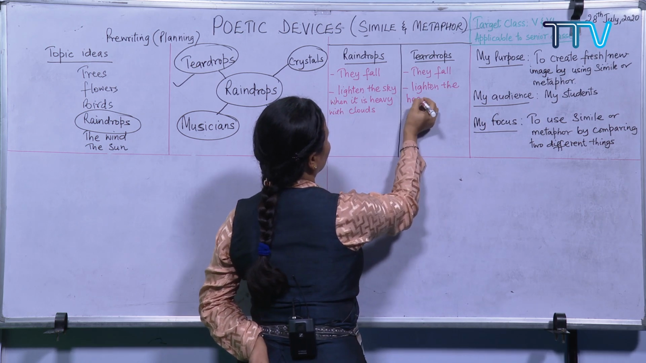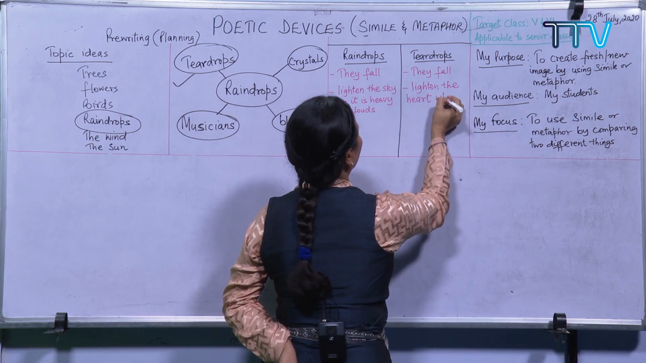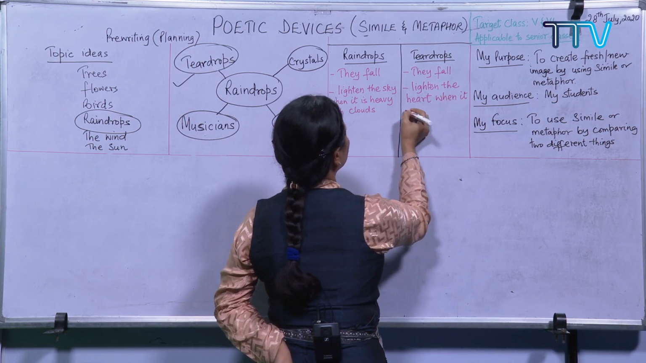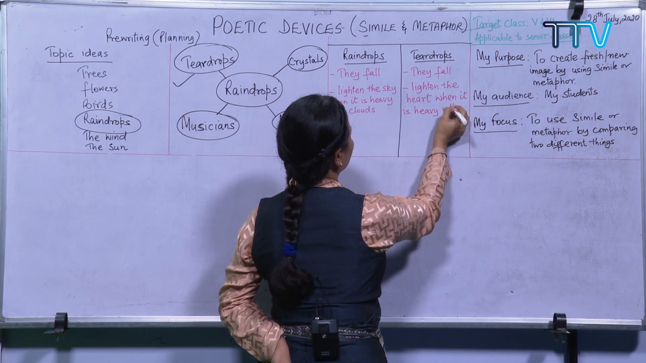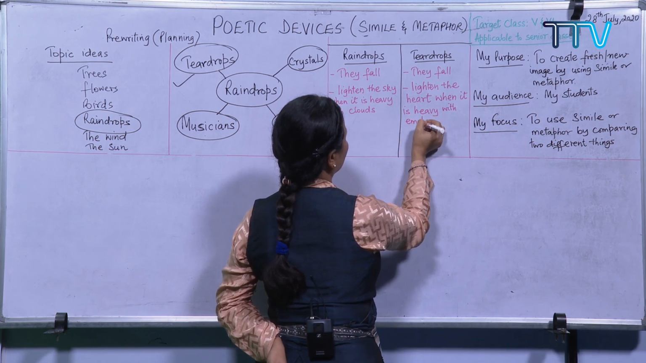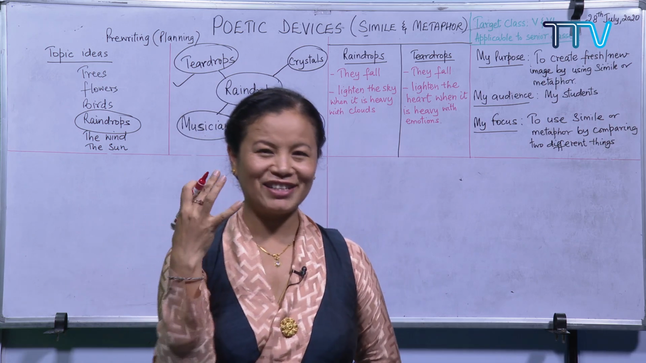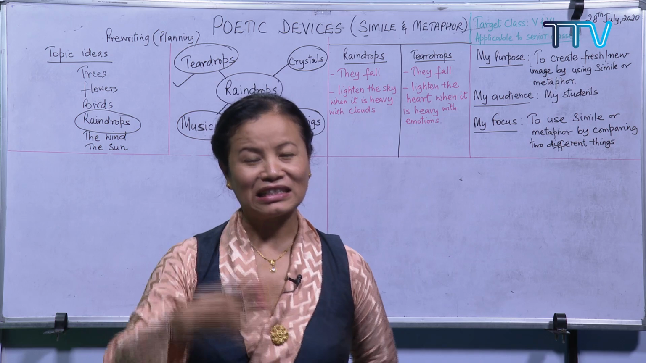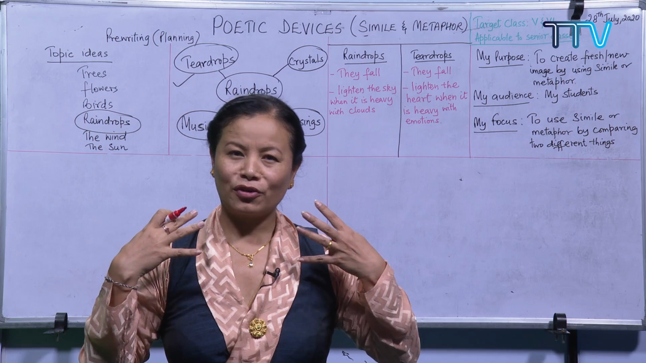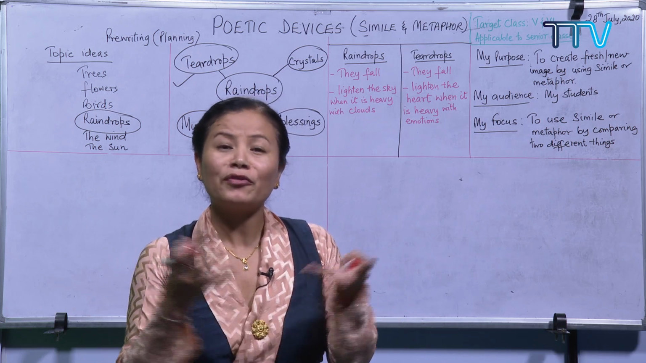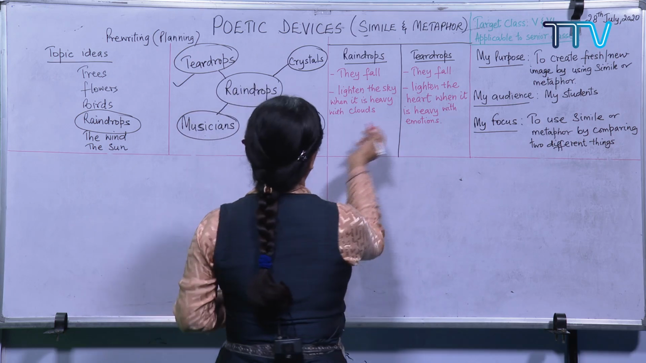Lighten the heart when it is heavy with emotions. Right? Can you relate to this? When you shed tears, your heart becomes light, isn't it? You are relieved of your sorrow or your pain, or if you are shedding tears out of joy, you get relief.